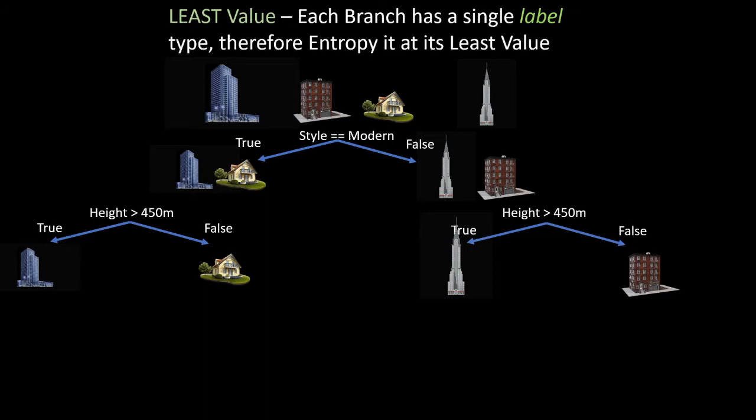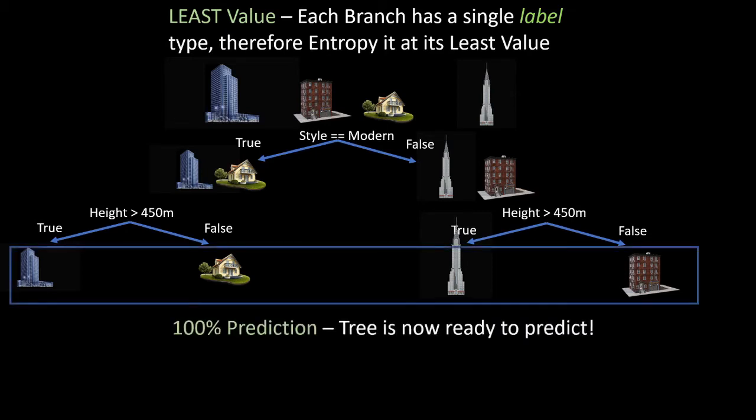So each branch has a single label. Okay, and so therefore entropy is going to be at its least value. And this is where I can make my 100% prediction. Okay, so now once I get it to this actual state, now I can be ready for prediction. Okay, so that's really what that's all about.